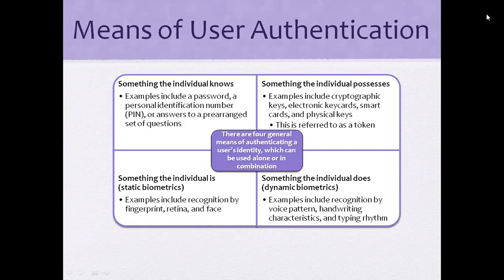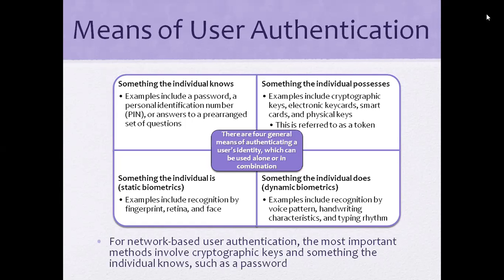Here we have seen the four scenarios of how authentication is verified. In order to get some particular service, we first require authentication. Now, for network-based user authentication, the most important methods involve cryptographic keys and something the individual knows, like passwords. This is very important. For network-based authentication, we require cryptographic keys and individual passwords. This is the primary issue for network-based authentication.